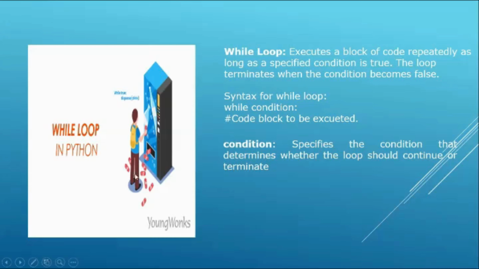So what is the syntax for the while loop? While condition, then the code block to be executed. You put the condition, while age is greater than or equal to 18, and then put the statement there, print that you are eligible for voting. This is the syntax example. The condition specifies what determines whether the loop should continue or terminate. Based on whatever condition we give, we will come to know whether the loop has to continue or iterate.